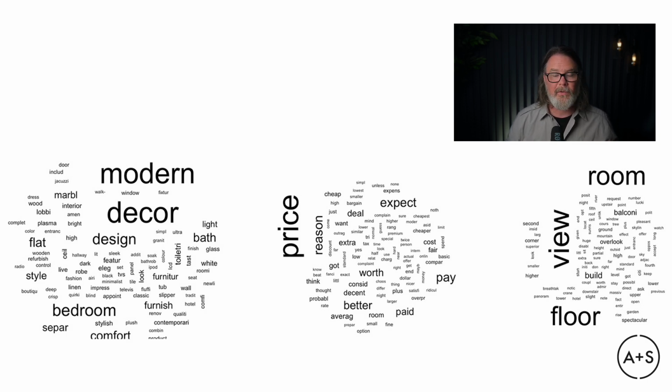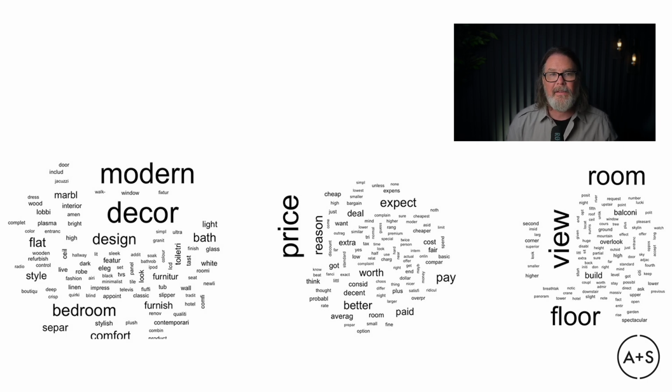Pricing is a key theme. The presence of words like price, worth, paid, deal, extra. These all highlight customer concerns about the value for the money they are paying. This could suggest that competitive pricing or additional perks could improve guest satisfaction.